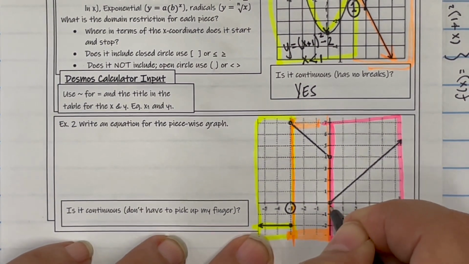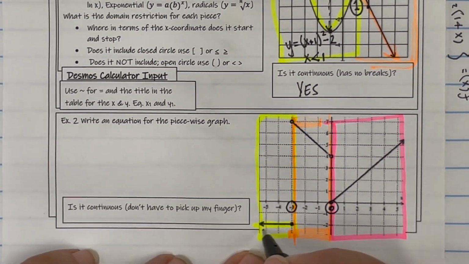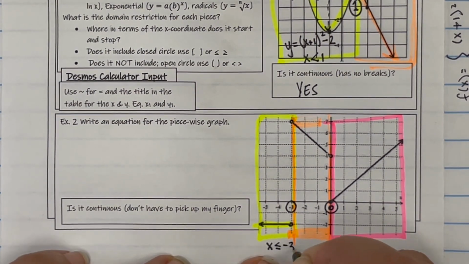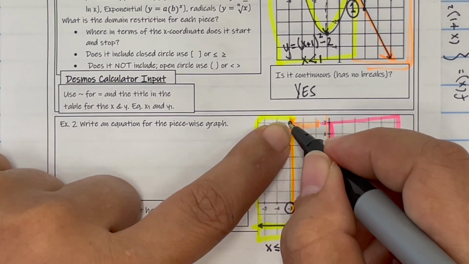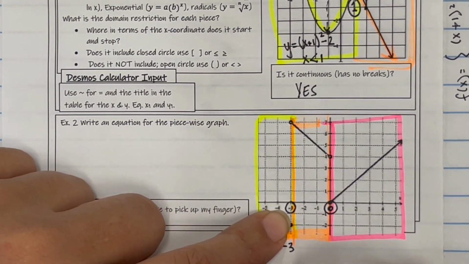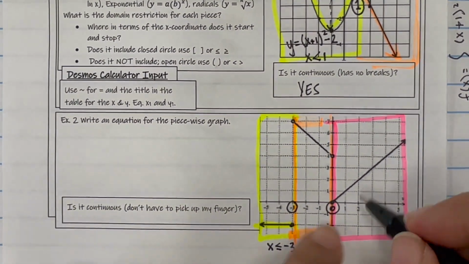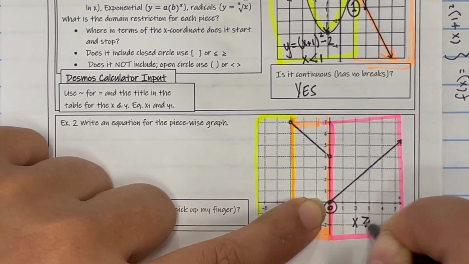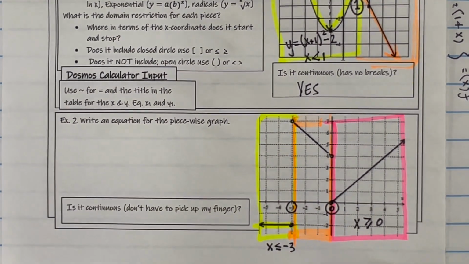So it starts at -3, then 0, right? So this is x less than or equal to -3. And then here, because they're both open, it's strictly less than. So x lies between -3 and 0, strictly less than. And then finally, you have greater than or equal to 0, because it's a solid dot.